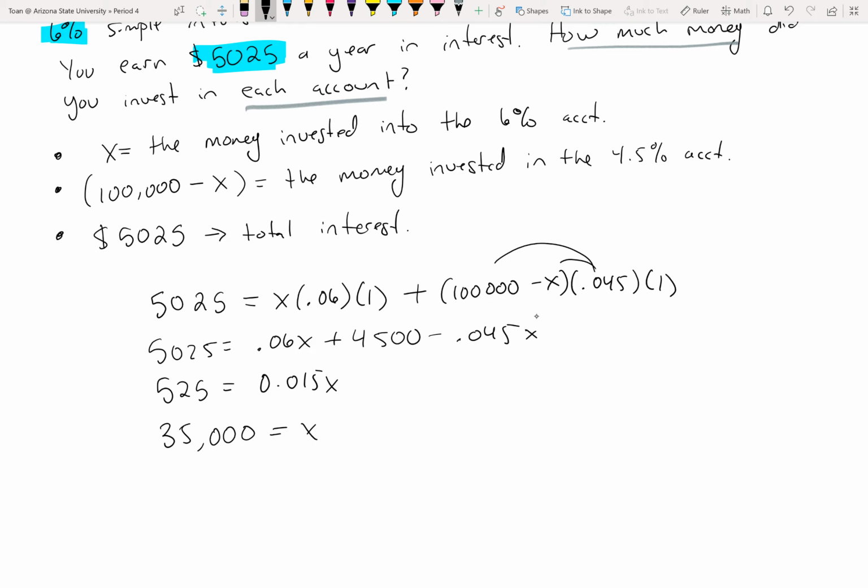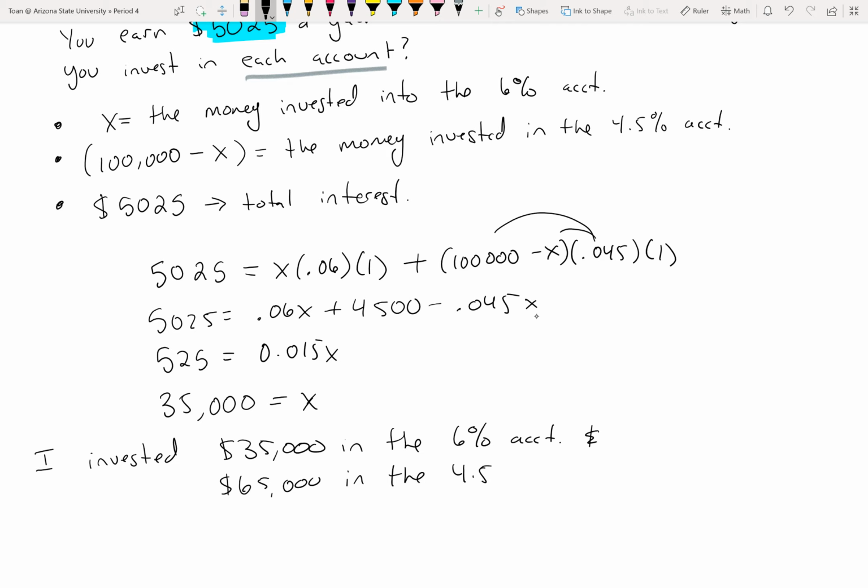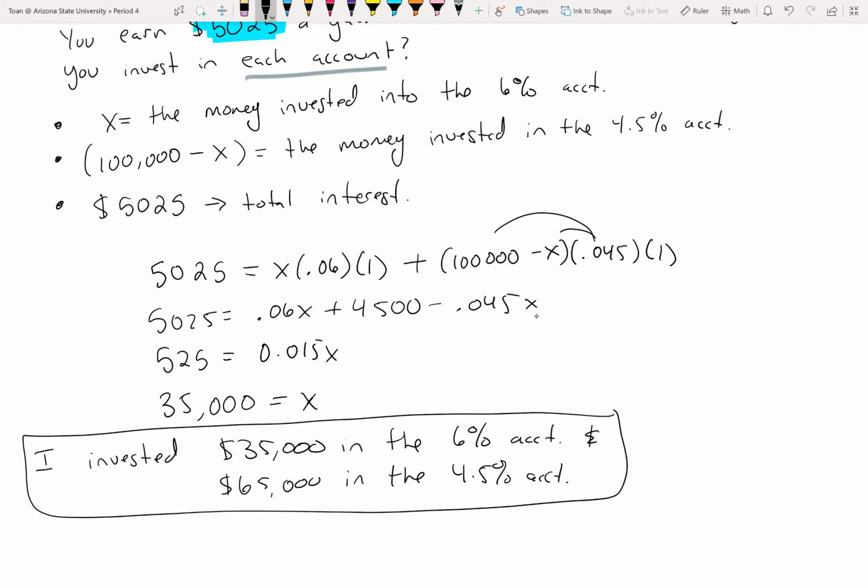Okay. Again, it's a word problem. Don't just leave your answer like that. Write out a little bit of a sentence. The question asks how much money did we invest in each account, and we defined X as the 6% account. So I'll say I invested 35,000 in the 6% account, and, well, the leftovers, 100,000 minus 35,000, 65,000 in the 4.5% account. Okay, so I'll admit that was a pretty long sentence, but you get my idea.